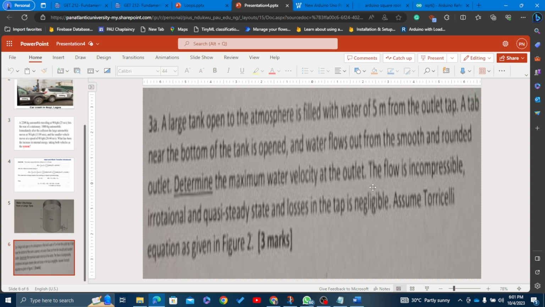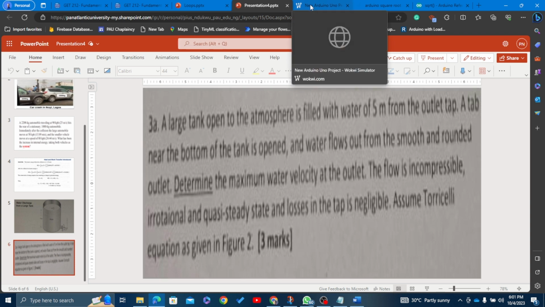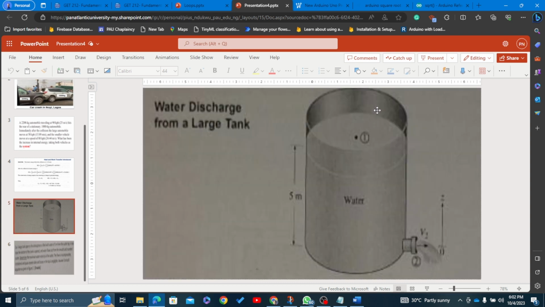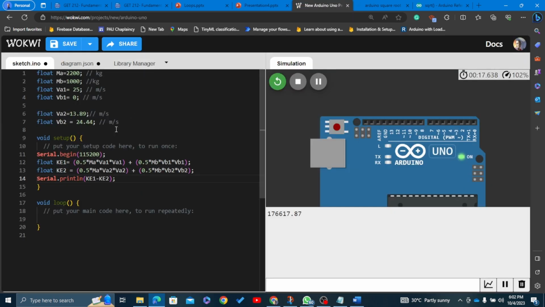Torricelli's equation is basically the square root of 2gz. So g is the constant 9.8 and z is the height, which here is 5 meters. So what we always have to do is root 2gz. So let's clear all this up.